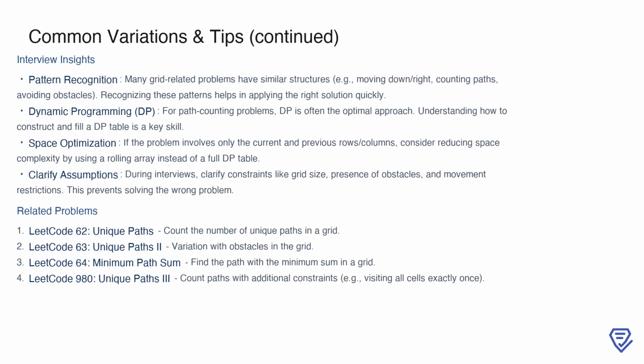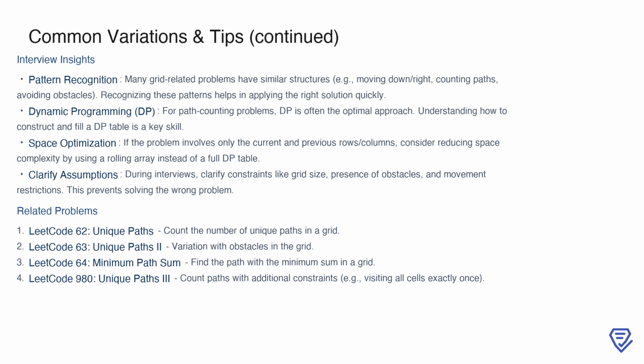Now, let's talk about some valuable insights for interviews. Recognizing common patterns in grid-related problems is crucial. Many of these problems involve similar structures, such as moving down or right, counting paths, or avoiding obstacles. Identifying these patterns early can help you quickly apply the correct solution. For path counting problems like unique paths, dynamic programming is often the most efficient approach. Mastering how to construct and populate a dp table is a key skill to focus on.